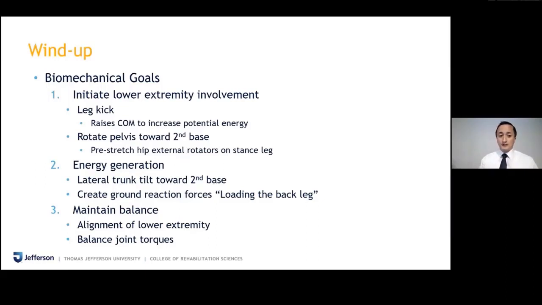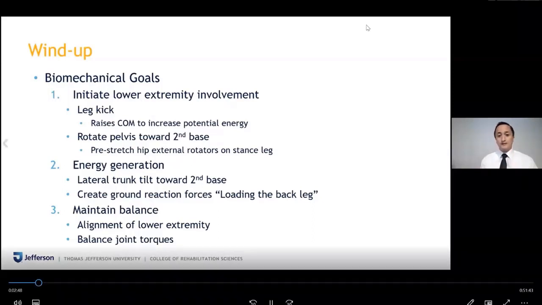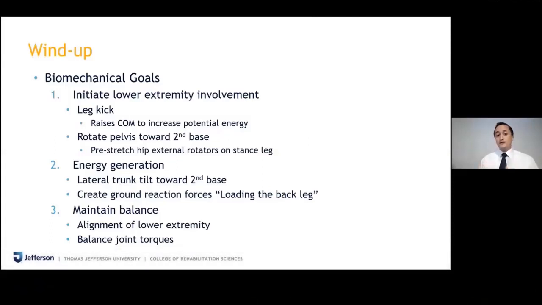Then you'll also see the pitcher will rotate his pelvis towards second base. And what this does is cause a pre-stretch of your hip external rotators. So we want this quick pre-stretch so we get this reflexive response, reflexive contraction, so we could explode later. We'll talk a little bit more about this in a minute.